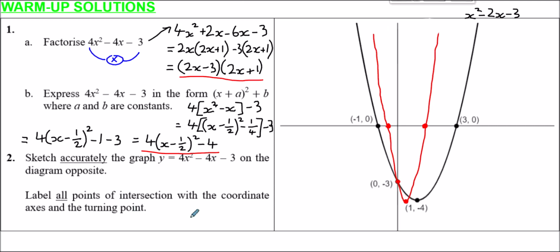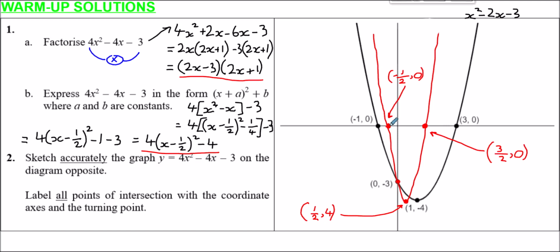So it does say to label all points of intersection with the coordinate axes. That one's been labelled, that's fine. This one here, just going to make some space. That's -1/2, 0. This one here is 3 over 2, 0. And the turning point, way down here, is 1/2, 4. The half and the 4 coming from these two bits in the completed square form here.